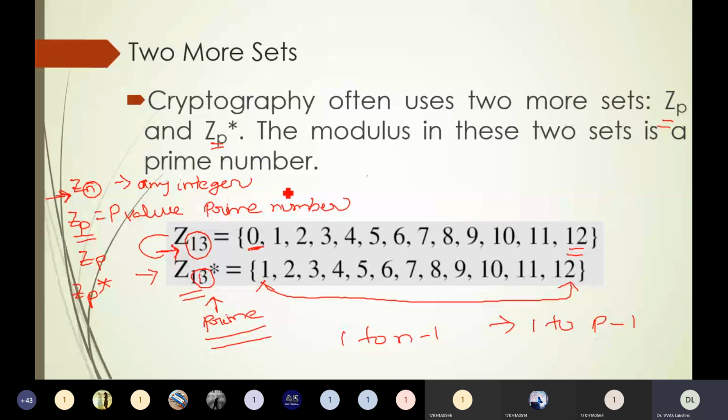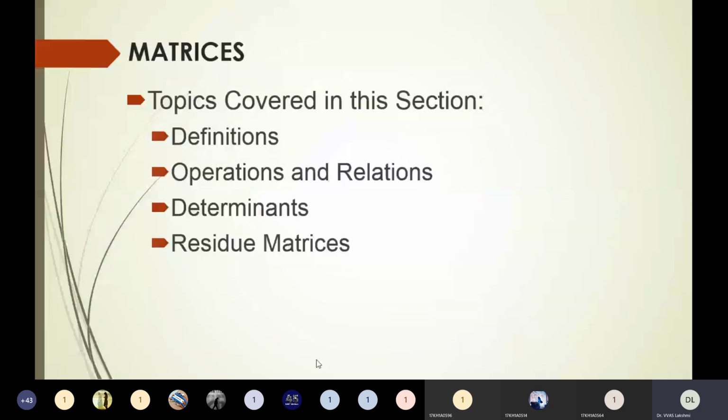So this is the second one. The first one is integer arithmetic, the second concept is modular arithmetic. Then we will move to matrices. The next concept is matrices. Here we are going to cover what a matrix is and what operations are performed on a matrix, how to calculate the determinant, and what is meant by residue matrices and how to calculate them. These are the concepts covered by this topic.